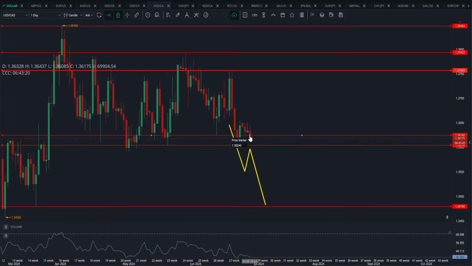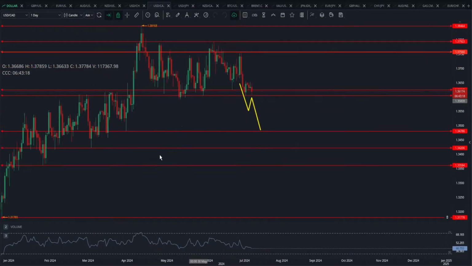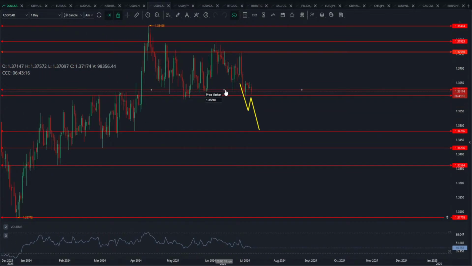USD CAD, yes, it is aligning with the US dollar as a whole. And also if you draw a trend line from here, you will understand that after this breakdown there was a retest and the price is going to go down. Any close below 1.3603 will open up the way for 1.3478.